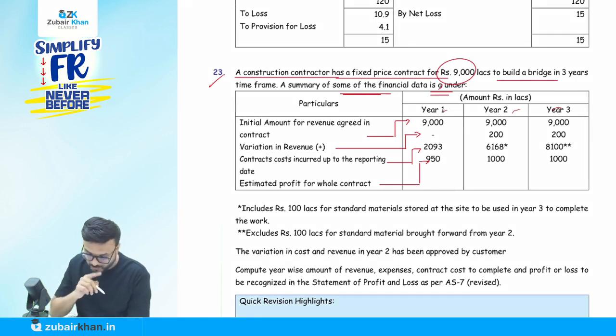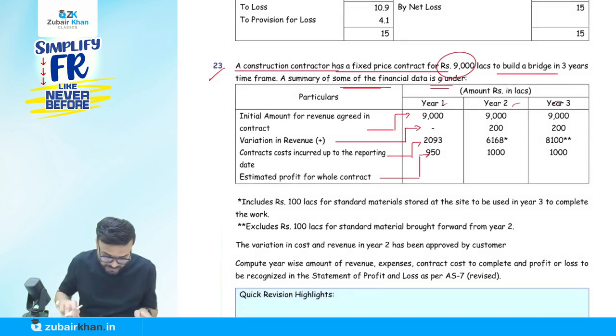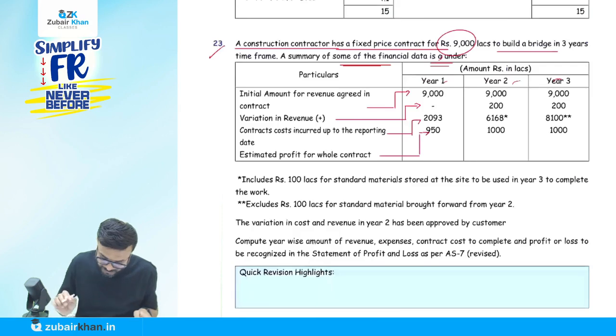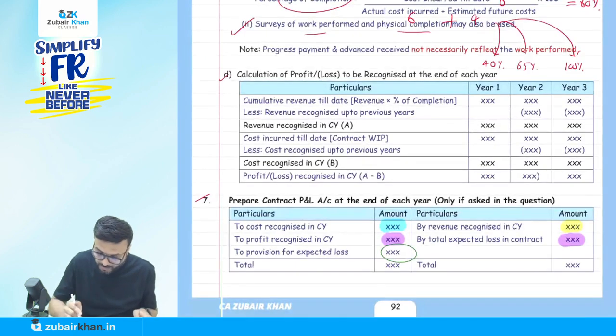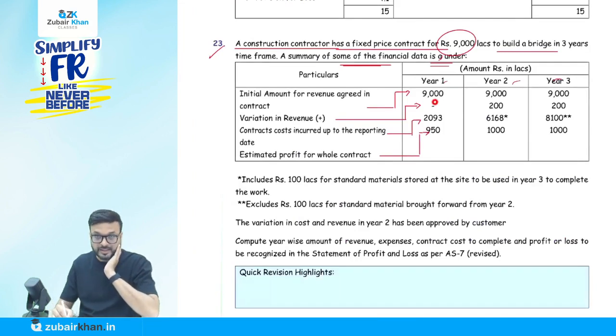So what is the first step? Total contract revenue that year. So let me write it down here. Okay, now listen carefully. I will write it down here: the total contract revenue. Okay. But before that, the most important thing is that the total contract revenue is 9,000. That is okay. The total contract cost, I will come to that point.